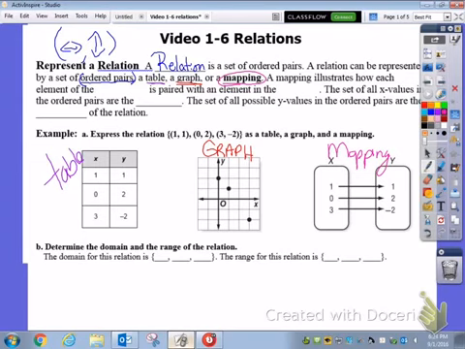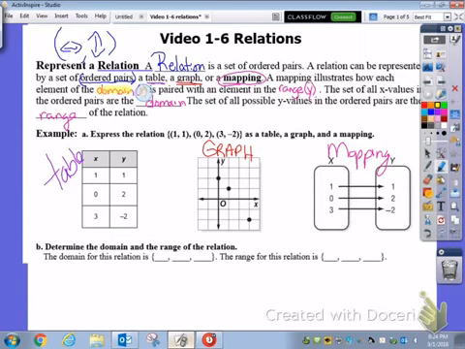And then they show how they are matched up. A mapping illustrates how each element of the domain, which is your x, is paired up with an element in the range. And the range is another name for the y column. The set of all x values in the ordered pairs, again, are called the domain. And the set of all possible y values are called the range. Okay, that's very, very important. That is the biggest thing that you need to know right now.